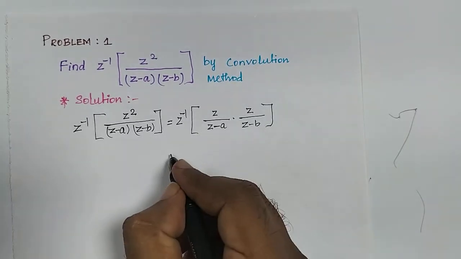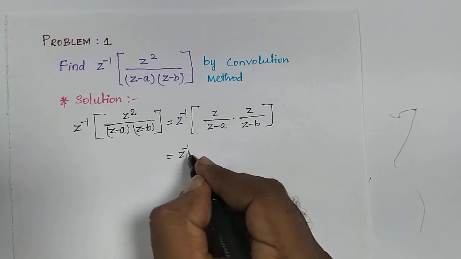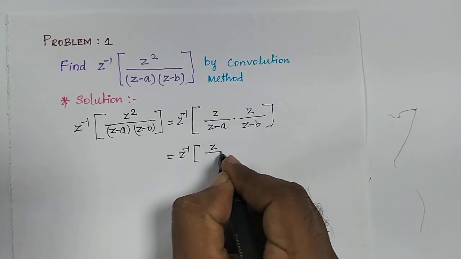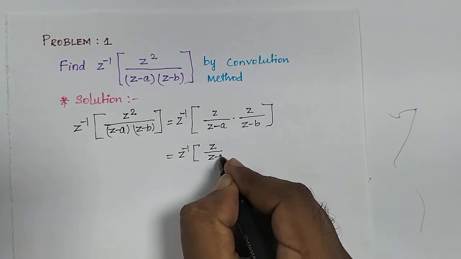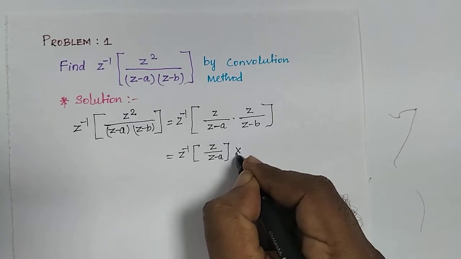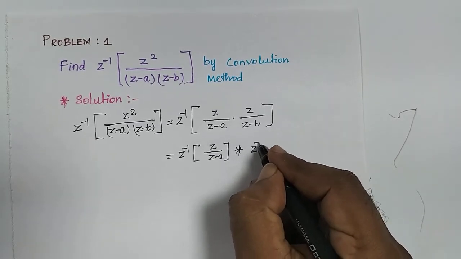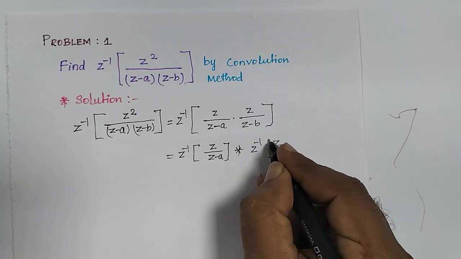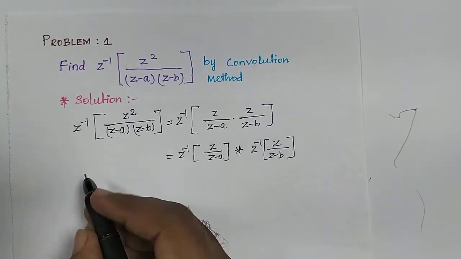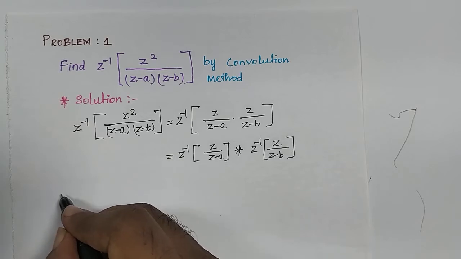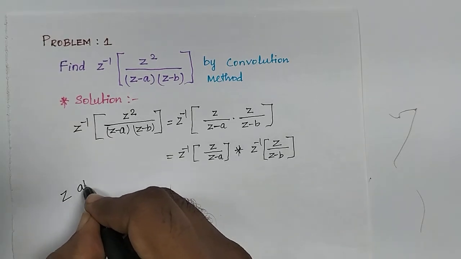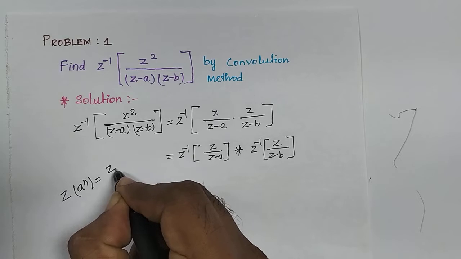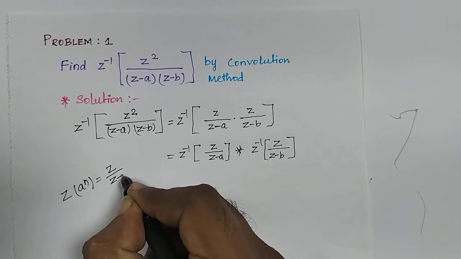Then I am splitting this term: z inverse of z divided by z minus a, and the convolution operator, z inverse of z divided by z minus b. Already I told you I am going to apply the formula: the z transformation of a power n is equal to z divided by z minus a.